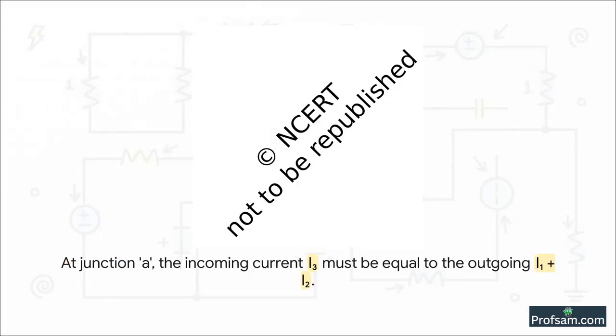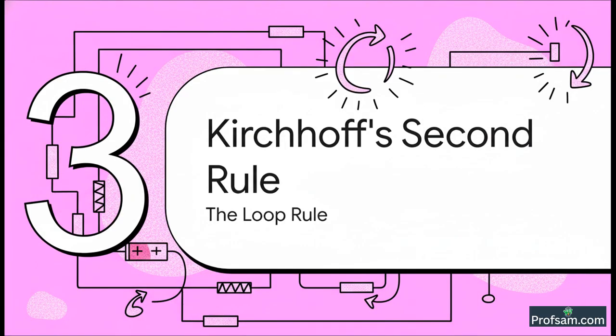And this picture here illustrates the rule beautifully. Just look at junction A. You can clearly see that current I3 is coming in, and at the junction, it splits into two currents, I1 and I2, which are going out. So the rule is simple. Incoming current I3 must be equal to the total outgoing current, which is I1 plus I2. So I3 equals I1 plus I2. Simple as that. All right, time for our second tool, Kirchhoff's second rule, or the loop rule.